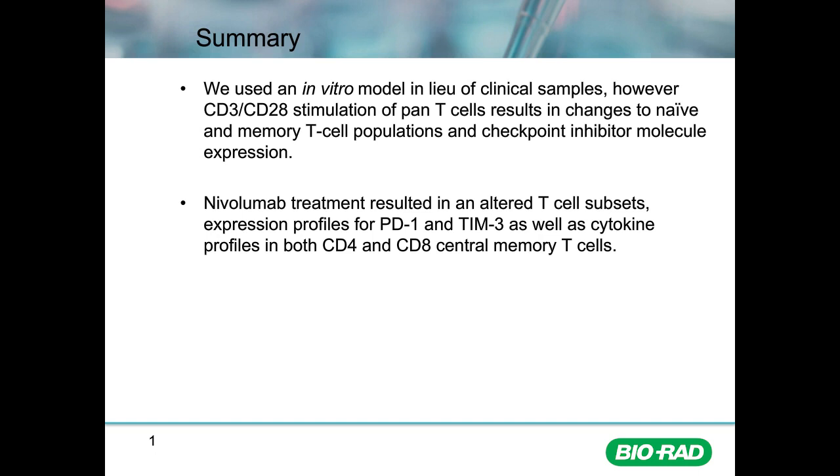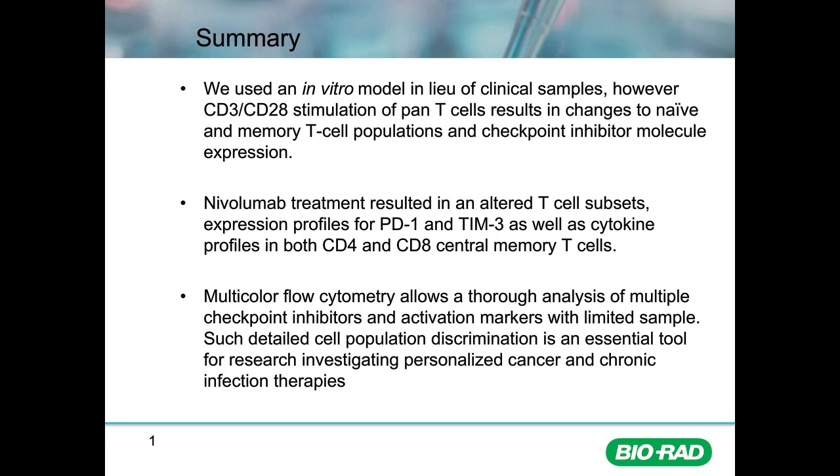Using the ZE5 to analyze a large multicolor flow cytometry panel allowed thorough analysis of multiple checkpoint inhibitors, activation markers, and cytokine production with limited sample. This is especially important in clinical cases where a doctor may need to obtain a maximum amount of information concerning a patient's immune status with a small amount of blood. Although we used an in vitro model, our 16-color panel could be used for immune response monitoring in clinical cancer research or infectious disease treatments.